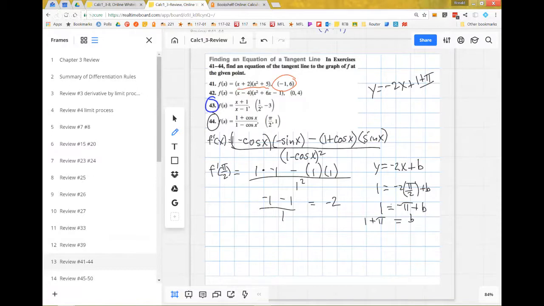So let's take a look at number 40. I guess I've got 44 down here. Okay. So 44, we've got to do a quotient rule, right? Denominator times derivative of numerator. The derivative of the numerator is 0, minus, yeah, so it's just a minus sign, minus the numerator times the derivative of the denominator, all over denominator squared.